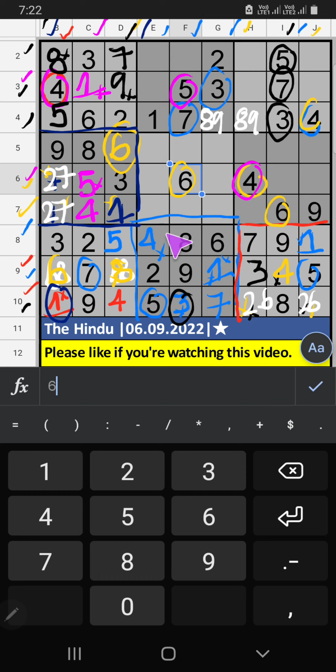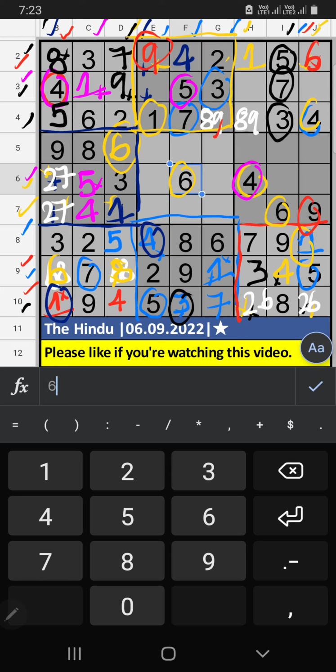Column E, we have 4. So 4 can't come in these cells, then 4 is confirmed here. 2nd grade, column J, we have 1. So 1 can't come in these cells, then 1 is confirmed here. 2nd row, 2 numbers are remaining, 6 and 9. Column J, we have 9. So 9 can't come in the cell, 9 is confirmed here. Then 6 is here.